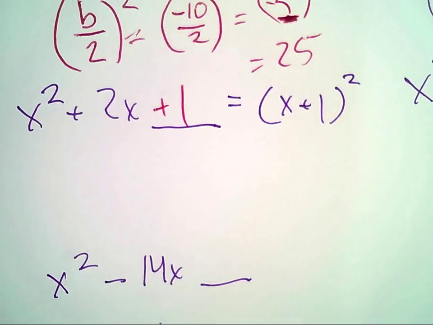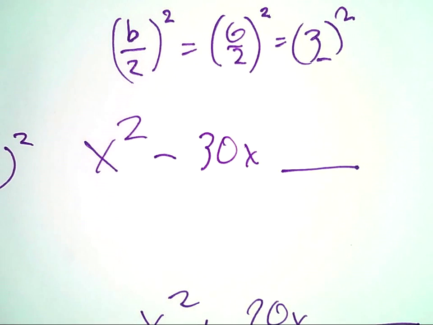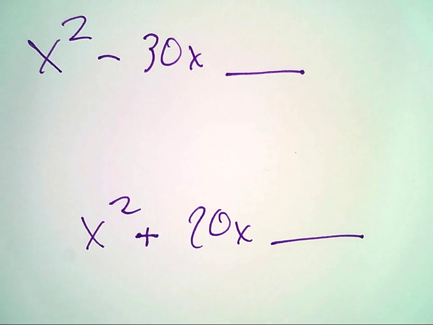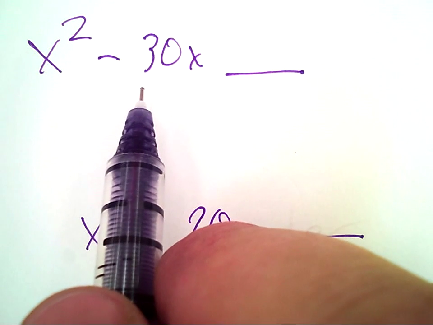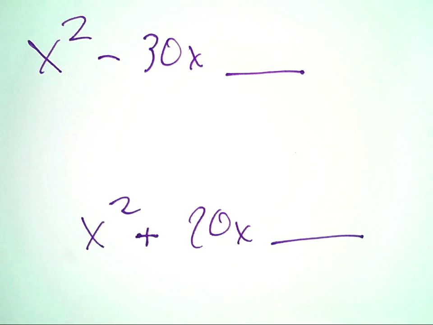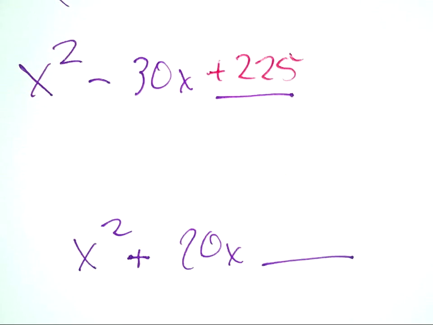Okay, let's do the next one. See how easy they get? This one's a little harder because it's a bigger number. What are we going to have to square? It's still a 30, divided by 2. Negative 15. Negative 15 squared, I'm going to tell you, is 225. So we put plus 225 here.